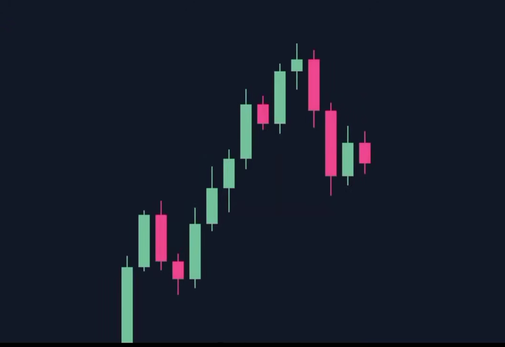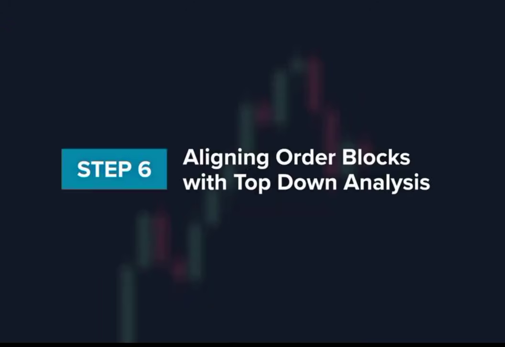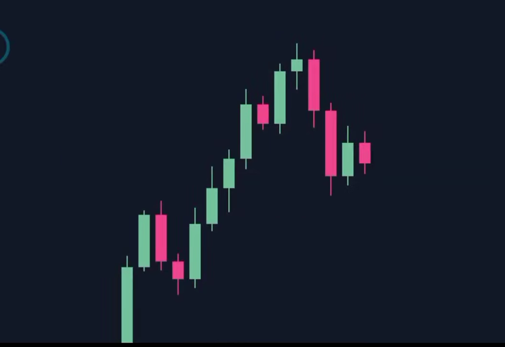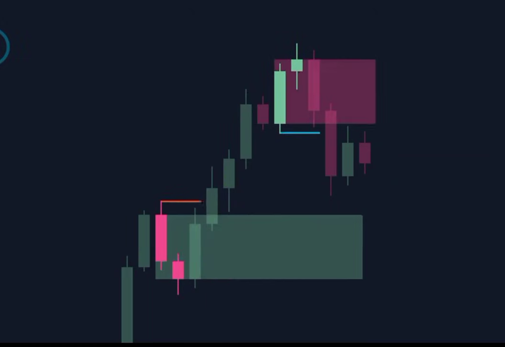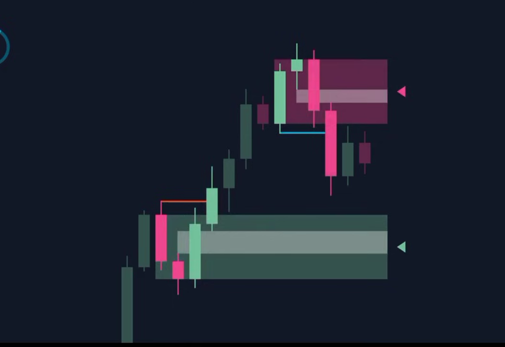And this moves us on to the next step, which is that you should only trade order blocks that align with the higher time frame market structure. Here we have a 15-minute chart, and within the market structure, we can identify two separate valid order blocks, and each have also formed their own individual fair value gaps.